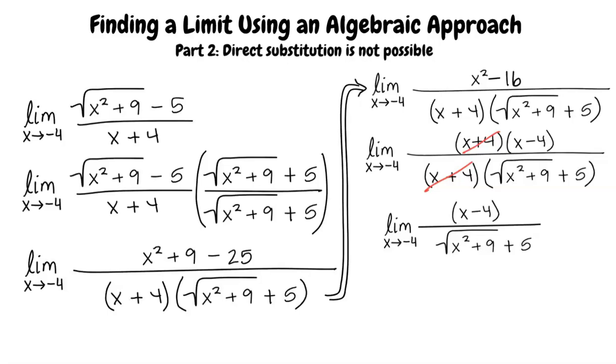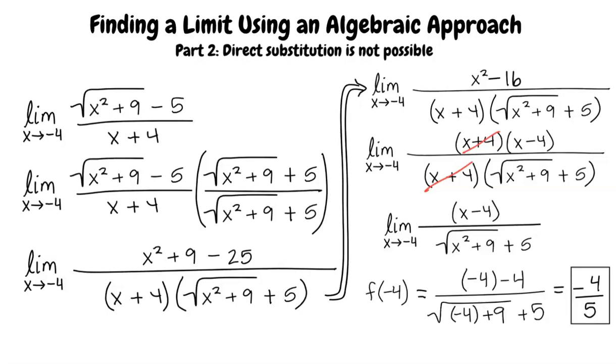Okay, I see. So now we can solve the limit by substituting -4 for x into the function, which equals -4/5. Your answer is correct. You will find this process gets easier each time you practice.